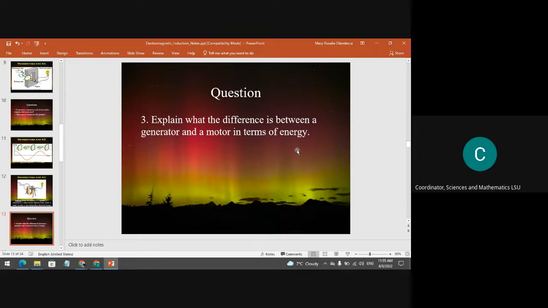So just like our appliances at home, we are making use of the electricity in order to help us. So say for example, a lawn mower, okay? A lawn mower, you use the battery or the electricity, and it will aid us in cutting our grass. So from electrical energy, it is being converted into mechanical energy. So that is a motor.